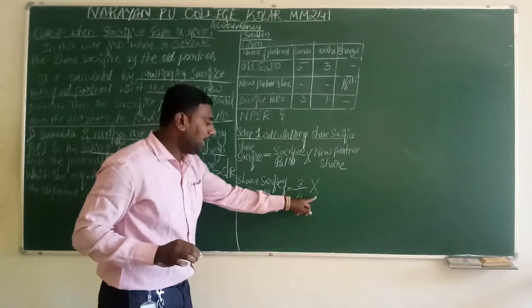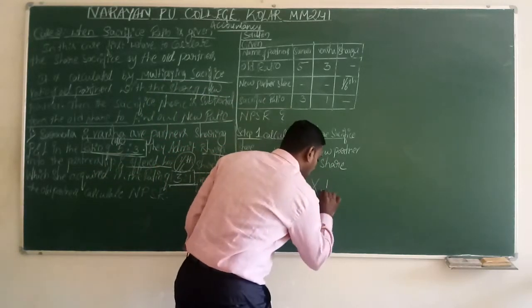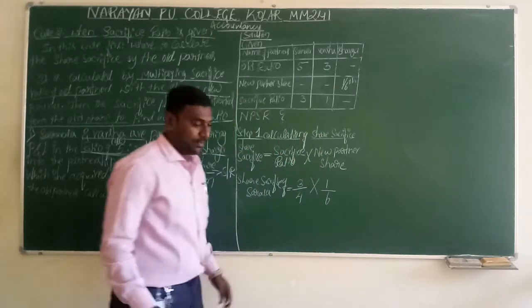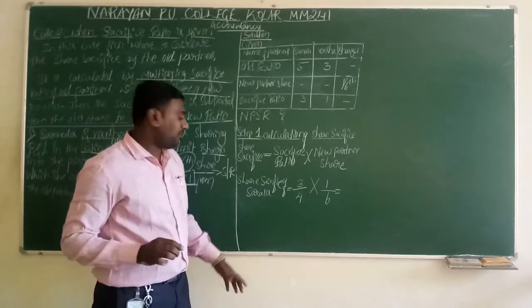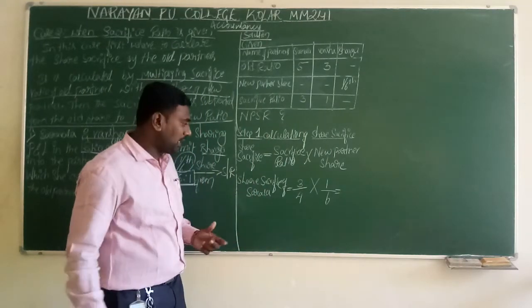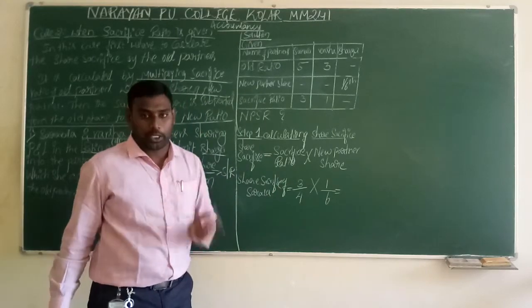We will write it as a multiplication symbol: the new partner's share is 1 divided by 6. So what is the share sacrifice of Sarala? We have to calculate it. Between the two fractions, the symbol is a multiplication symbol.